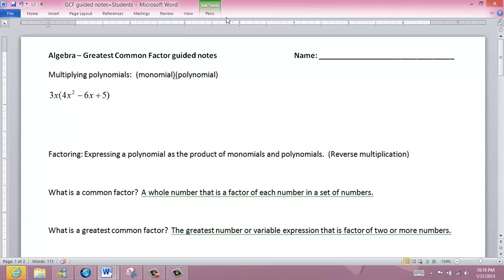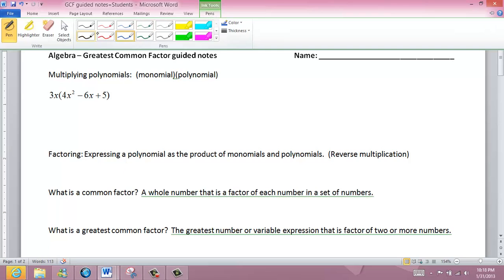Today we will be discussing how to factor out the greatest common factor. Now this is the first part of many parts of our factoring unit. Before we begin factoring out the GCF, we're going to review multiplying a monomial times a polynomial, because with the greatest common factor, that's the type of expression we will end with.